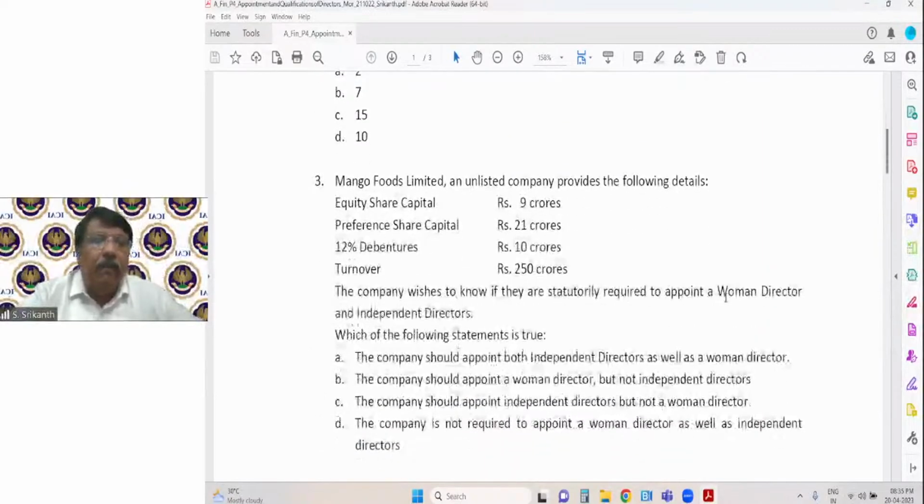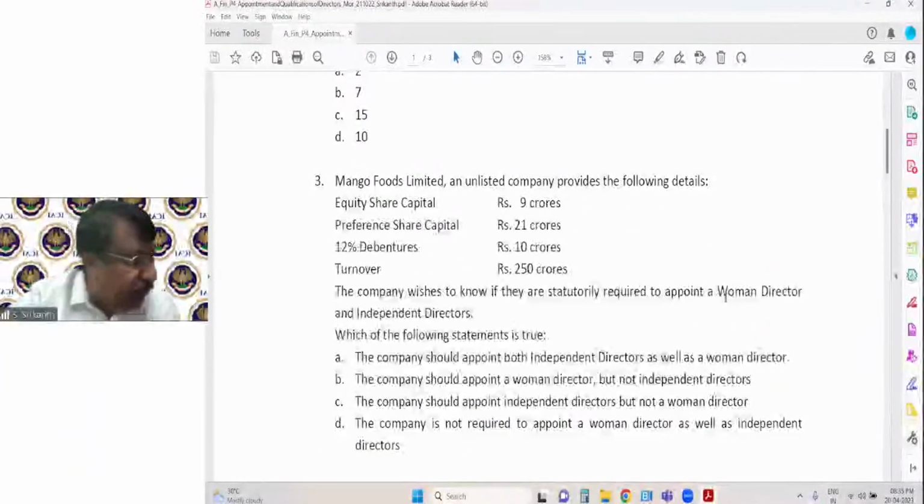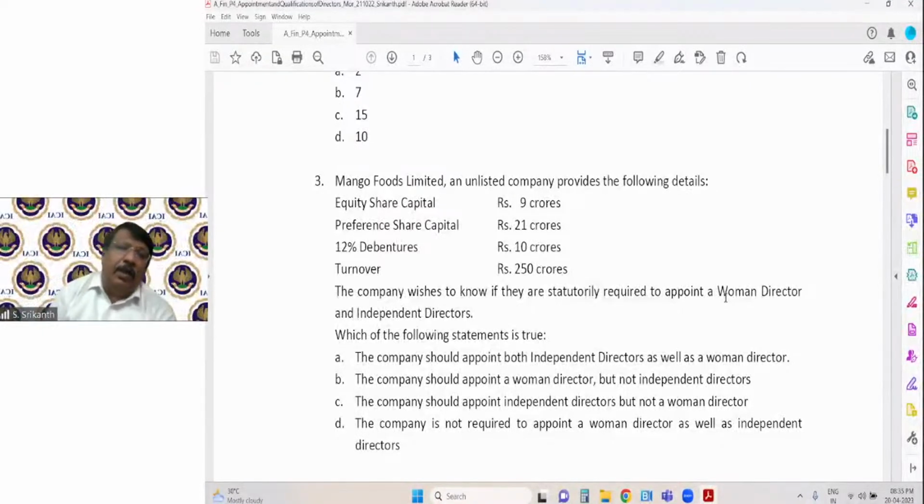Okay. Mango Foods Limited, an unlisted company, provides the following details. Equity share capital 9, preference share capital 21, 12% debentures 10, turnover 250. Company wishes to know if they are statutorily required to appoint a woman director and independent director. So both they are asking. So you see, this is where you should know that limit. That's all. If you know the limit, you can answer. Otherwise, you cannot answer.